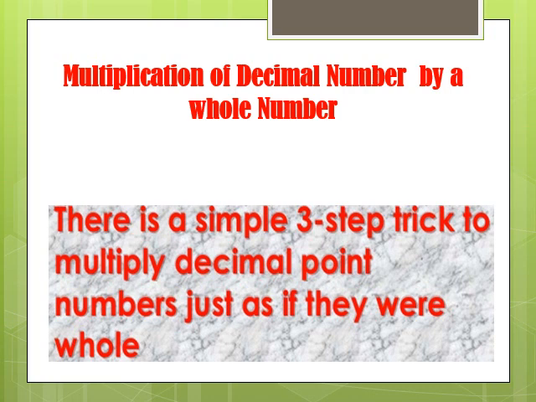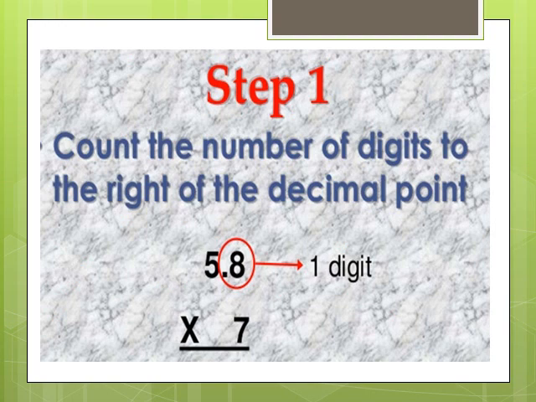Multiplication of a decimal number by a whole number. This is a simple three-step trick to multiply a decimal number by a whole number. In step 1, we need to see the number of decimal places. In 5.8, we have only one decimal place. Decimal place means the number of digits to the right of the decimal point.